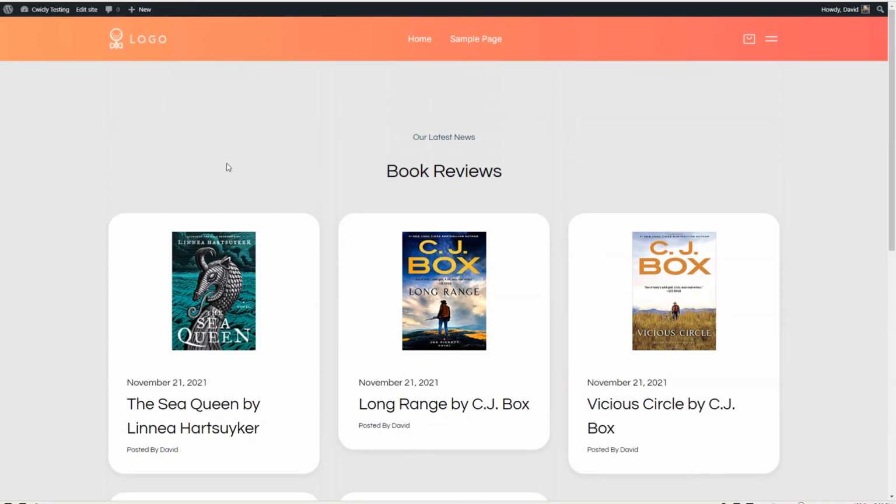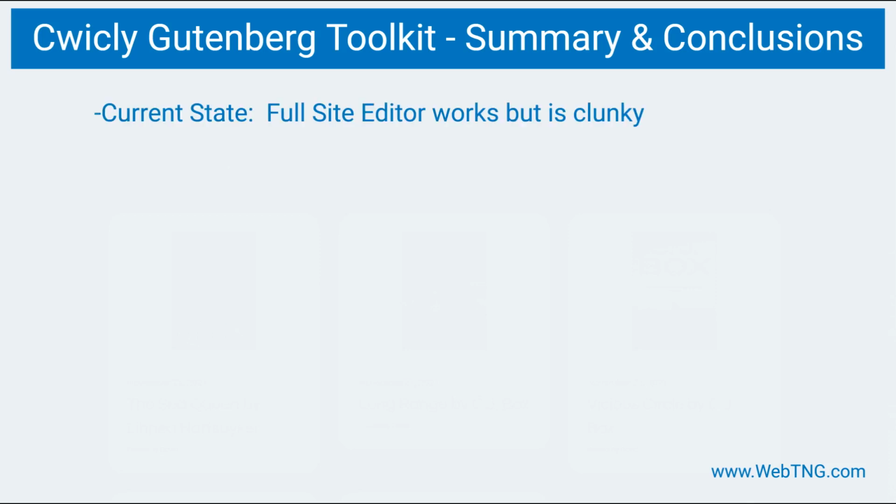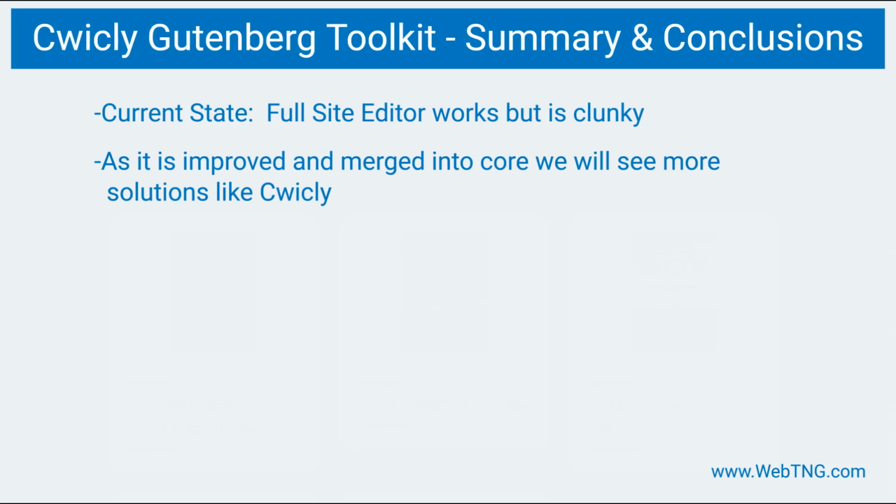I think you get the idea of full site editing and how to use the Cwicly Gutenberg kit with it. We've done the overview look at what Cwicly is and the walkthrough of using it with a full site editor. So now let's have some discussion and conclusions. The full site editor works, though there were some rough edges. Hopefully these will be smoothed out with WordPress 5.9 and subsequent releases. I imagine we'll be seeing a lot of the full site editor in the future, especially when this functionality is merged into core. We will also see a number of third parties offering solutions similar to Cwicly's Gutenberg kit.